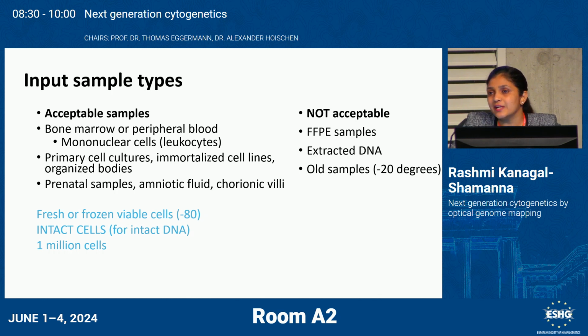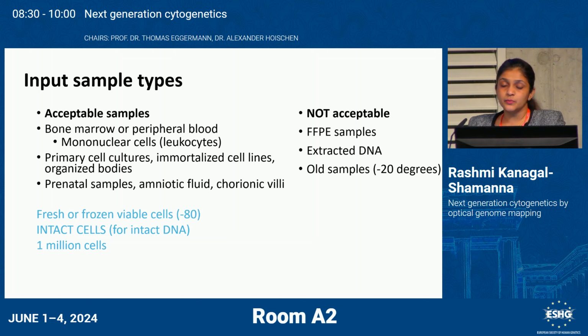For OGM technology, about 1 to 1.5 million cells would be an ideal number. We can use either a fresh sample or even a frozen sample if the cells are cryopreserved with viable cells at -80. I personally have used samples as old as 5 to 6 years, and they worked fine.